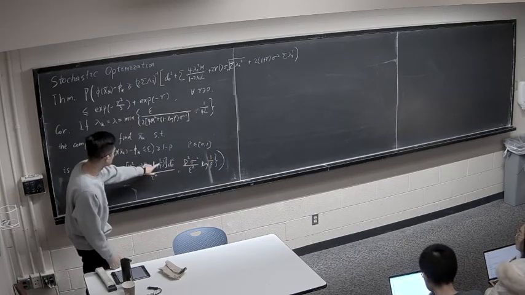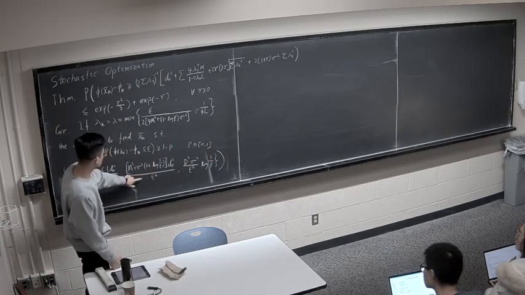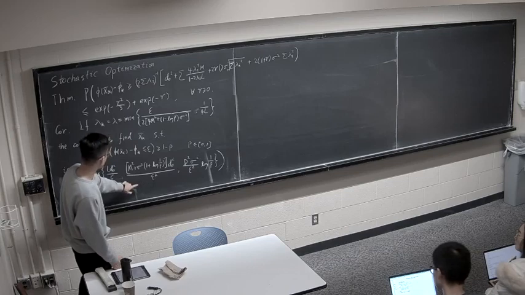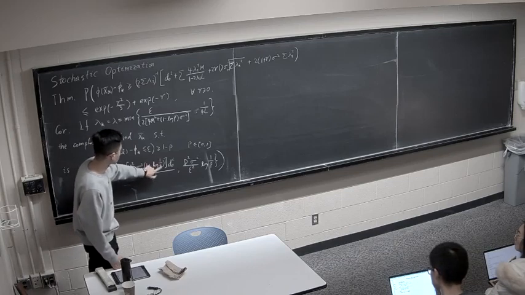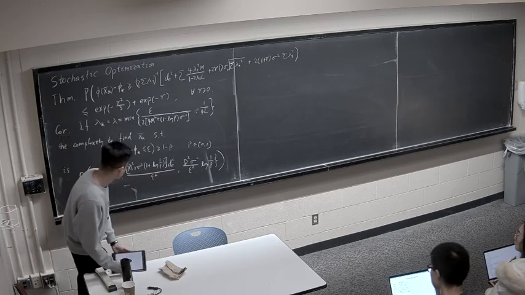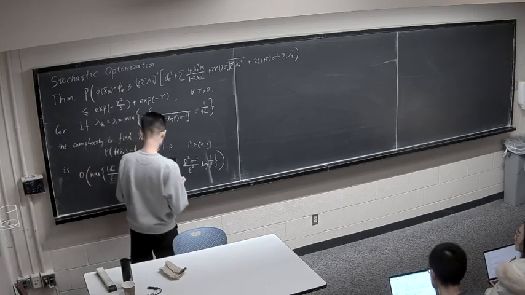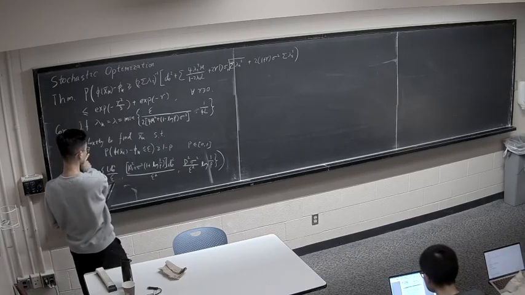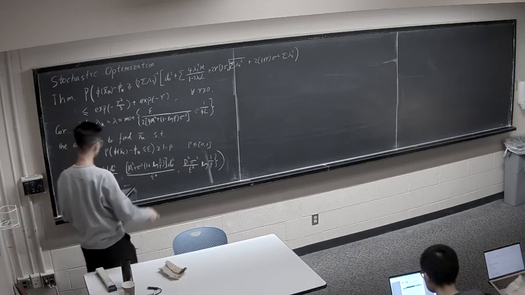So the dependence on p, if you simply use Markov's inequality based on the convergence in expectation, it will be 1 over p squared. But here you can see the dependence on p is always log of 1 over p, right? By making a stronger assumption. So let's assume this theorem is true and then see how we can obtain this complexity.